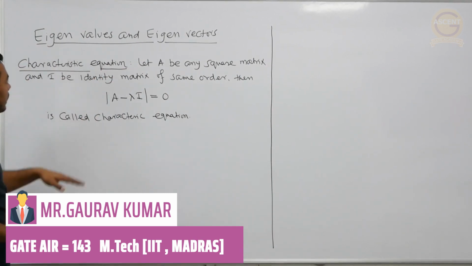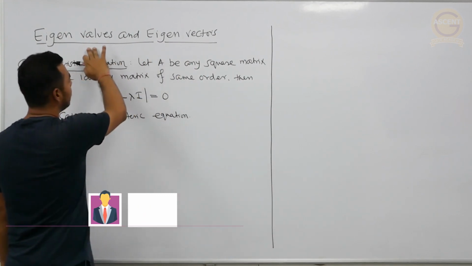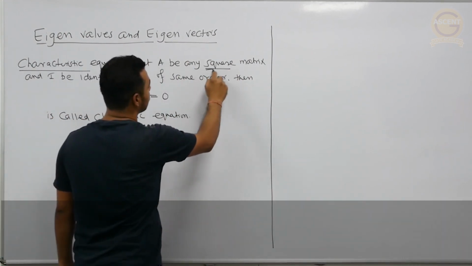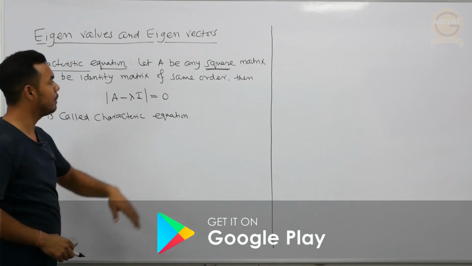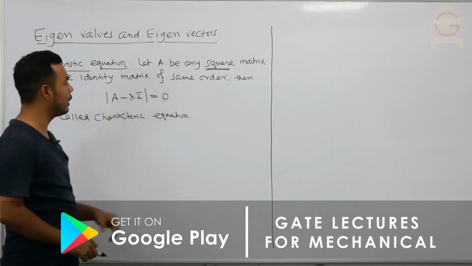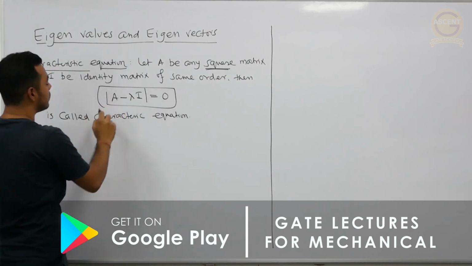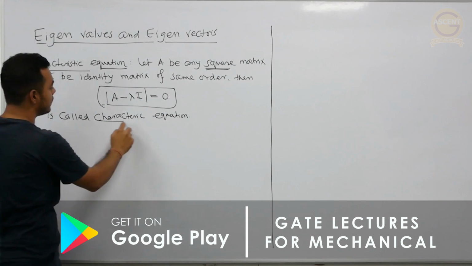The definition of the characteristic equation is: let A be any square matrix. These quantities, eigenvalues and eigenvectors, are defined only for square matrices. So let A be any square matrix and I be the identity matrix of the same order. Then this equation, determinant of A minus lambda I equals 0, is called the characteristic equation.